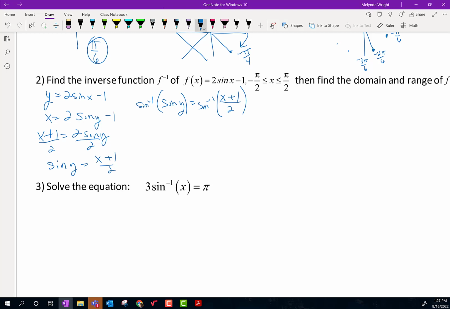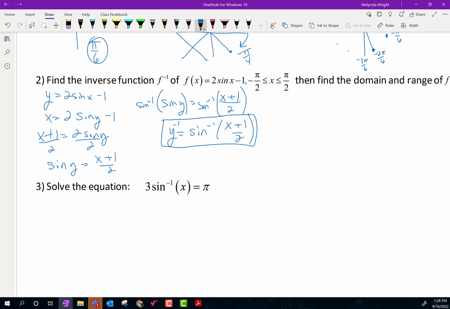And our sine inverse of sine, remember they cancel each other out. I'm left with y equals, or we're going to call it y to the -1 because it's the inverse, inverse sine of (x plus 1) over 2. Okay, I want to pause here for a second. We have completed our first task and we have found the inverse function. Is everybody okay?